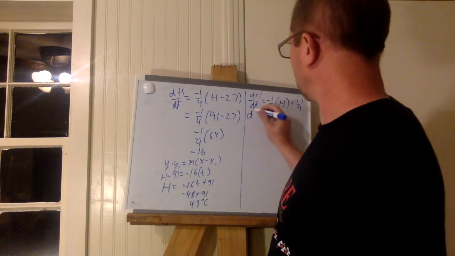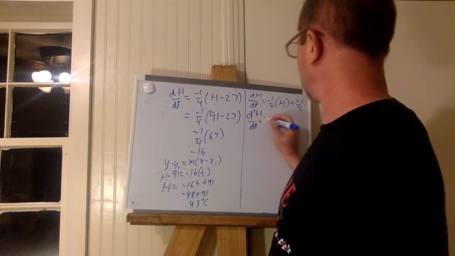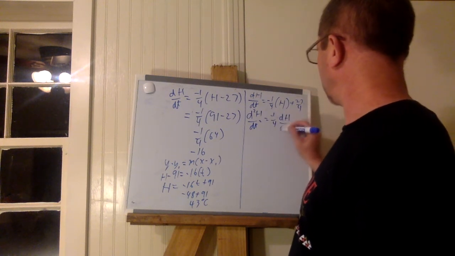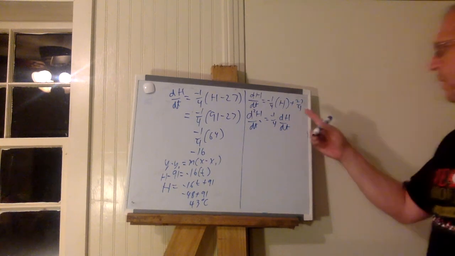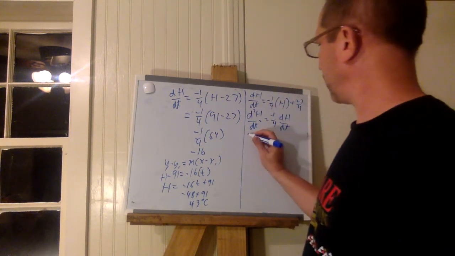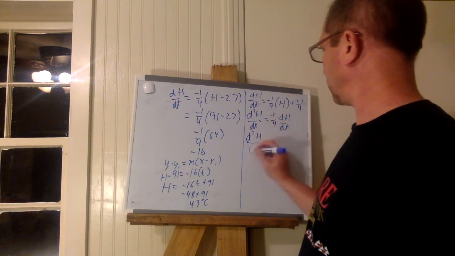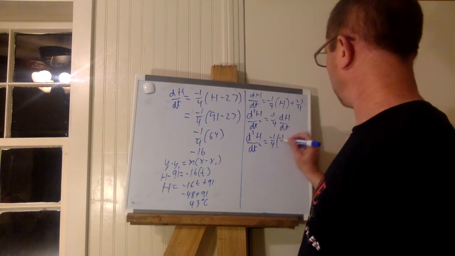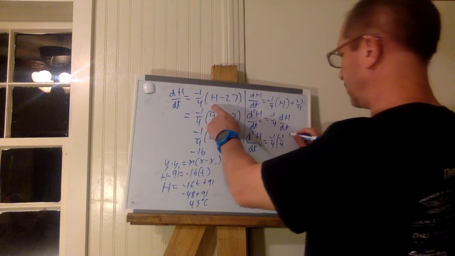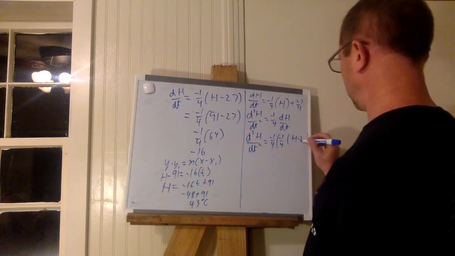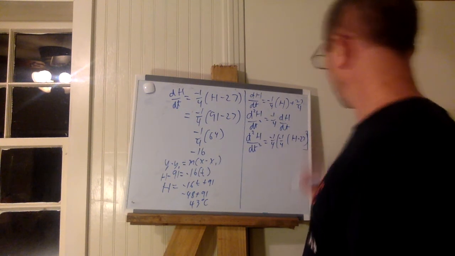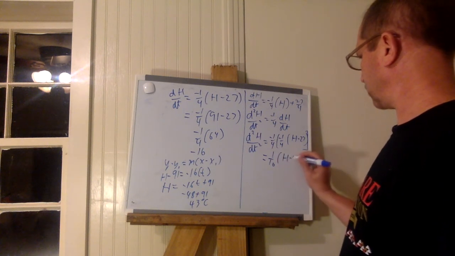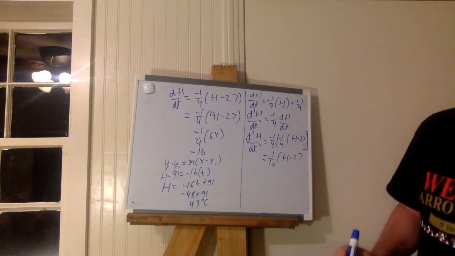So the derivative here, d squared h dt squared, is negative 1/4 dh/dt. Now, what do we know about dh/dt? Well, it's this. So we end up with d squared h dt squared is negative 1/4 times negative 1/4, and I'm going to write it like it was here originally, h minus 27. So this would be 1/16 of h minus 27. Now, they're interested at time 3.